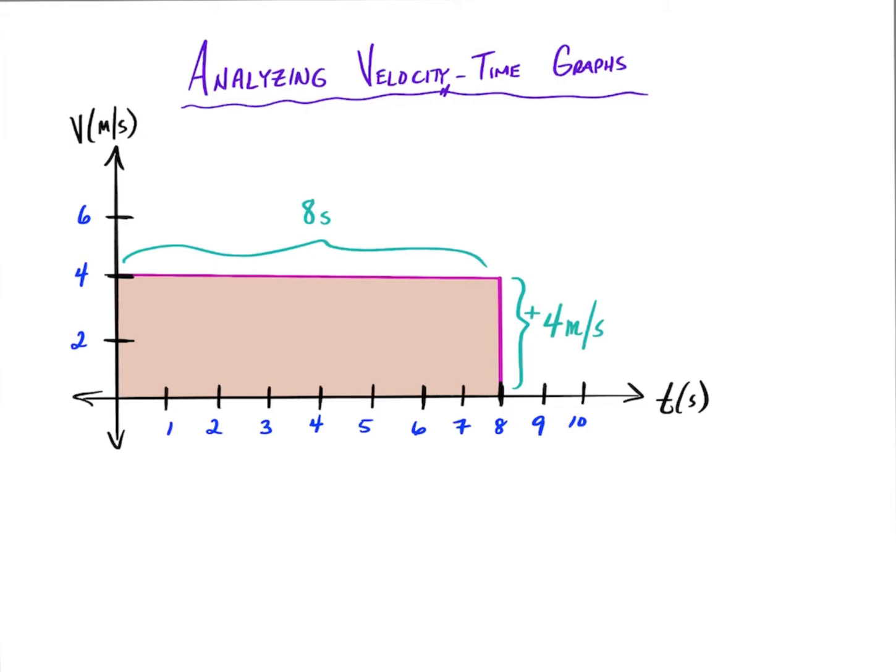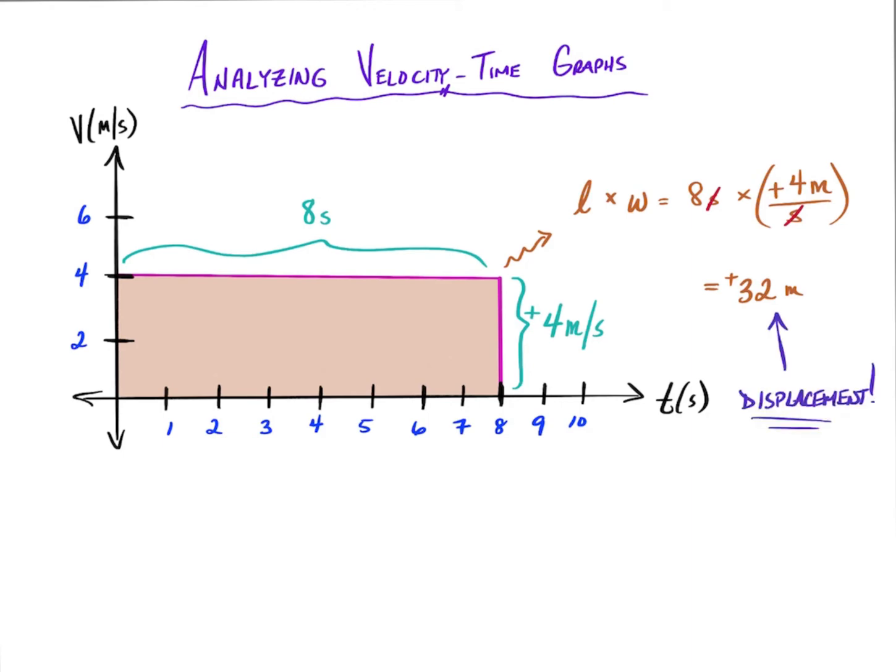Since this is a rectangle, we can take the length and multiply it by the width. In this case, it's 8 seconds times positive 4 meters per second. And if we use our mathematical skills, we recognize that seconds on the top and seconds on the bottom cancel out. That leaves me, when I multiply this, with a final answer of positive 32 meters. Now, 32 meters plus a direction, hopefully that screams out to you that that quantity is a displacement. So positive 32 meters is a displacement.